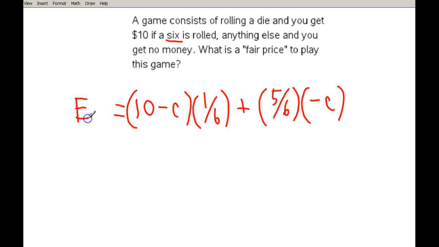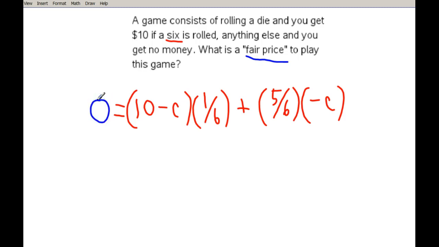Now, instead of just saying expected value here, which is our notation for that, I'm not going to put that because in this particular problem, we don't know what C is, but we kind of know what our expected value should be. Because when it says a fair price, it's basically saying that, remember, if a positive expected value, the odds are in our favor. If it's a negative expected value, the odds are against us, which is for all casino games. However, if we want a fair price to play a game, the expected value should be 0.